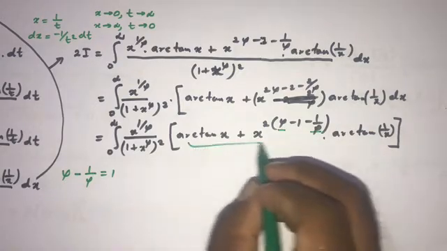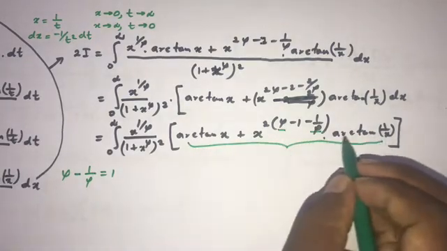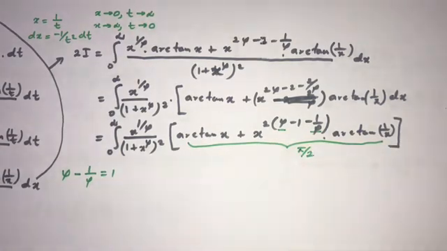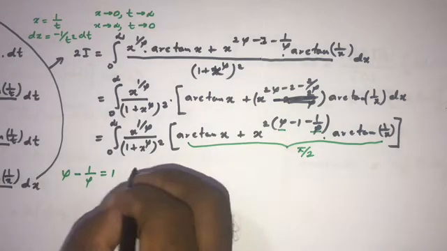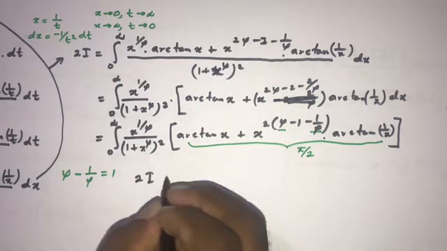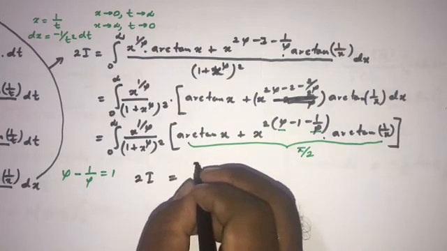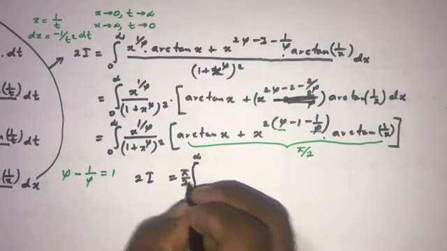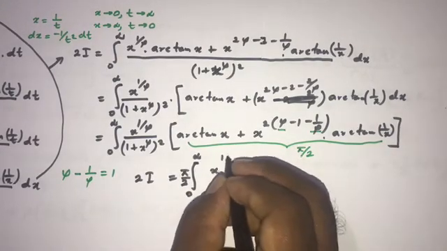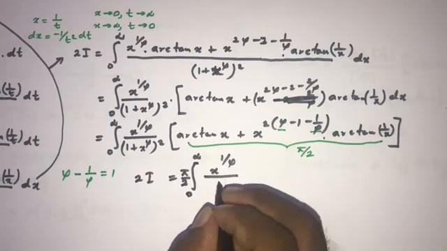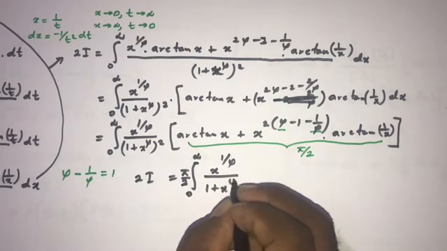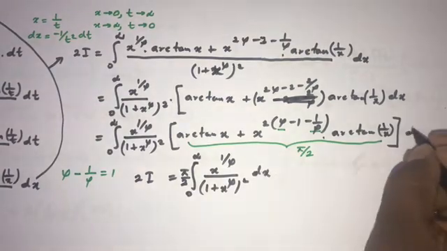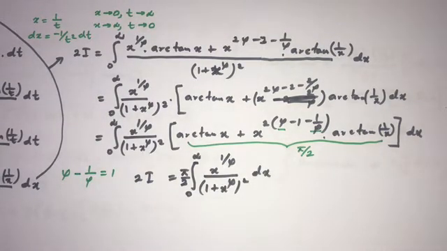Now here we have arctan of x plus arctan of 1 over x, so we know this is equal to pi over 2. So our integral becomes 2 times I is equal to the integral from 0 to infinity, here pi over 2, now x raised to the 1 over φ over (1 plus x raised to the φ) squared, dx. Okay, then what can we do?